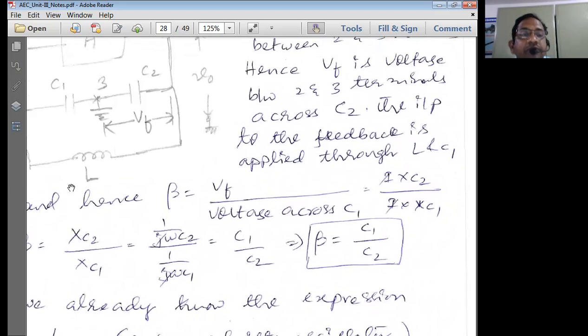Now, what is the beta factor? Beta is the feedback factor of the feedback network, which is output voltage by input voltage. Both of them are voltages. Output is a voltage, input is a voltage. So what type of amplifier has been formed here? What type of configuration is it? There are 4 types of configurations: voltage series, voltage shunt, current series, current shunt.